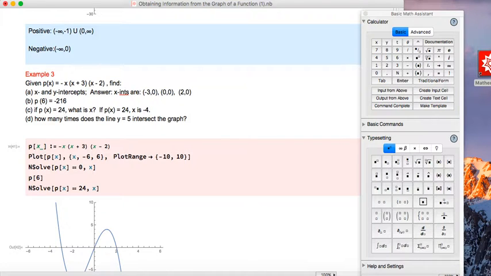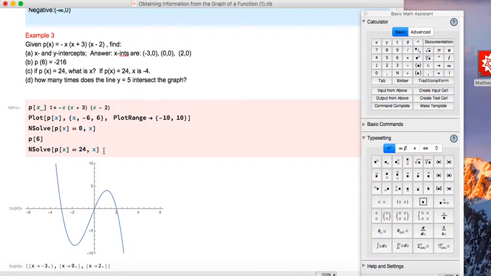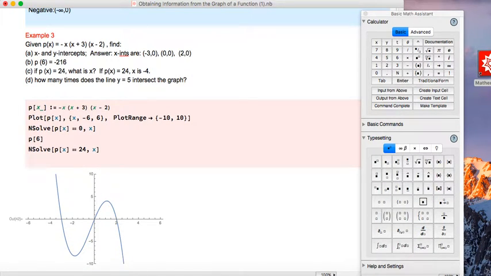Okay, how many times does the line y equals 5 intersect the graph? One way we can check how many times it intersects the graph is to plot this line. So let's add this line on the same set of axes, y equals 5. Let's add this one here.